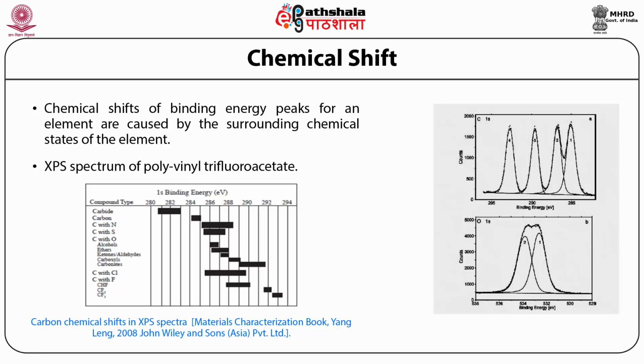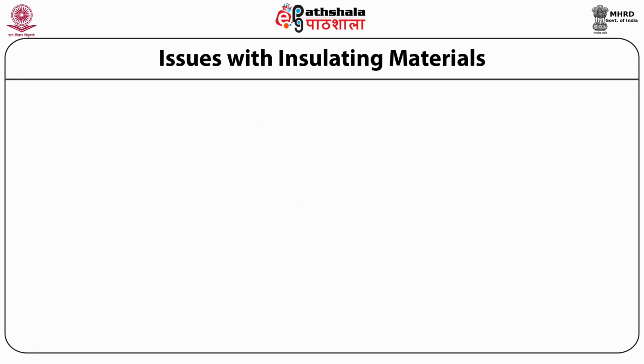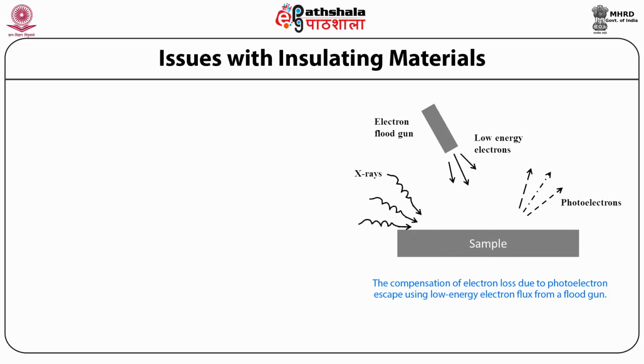Chemical shifts also occur in Auger spectroscopy spectra, and the chemical shifts can be significantly larger than the shifts in XPS. For example, the shift between metallic and oxide aluminum peaks in aluminum KL2,3 is more than 5 electron volts, and the corresponding shift for aluminum 2p in XPS binding energy is only about 1 electron volt. Issues with insulating materials.